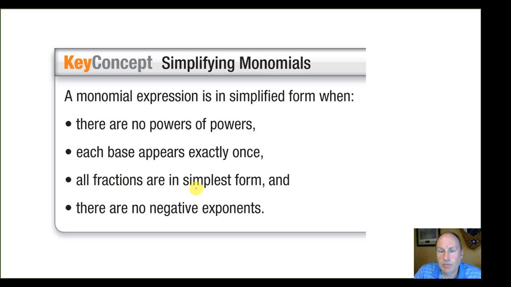All fractions should be in simplest form. So if we take 6 over 8, we need to turn that into 3 over 4 to be in simplest form. They're equivalent fractions, but 3 over 4 is in simpler form. And finally, there are no negative exponents. Ideally, we get rid of those negative exponents, use the negative exponent property to actually turn them into positive exponents, either in the numerator or the denominator as appropriate.